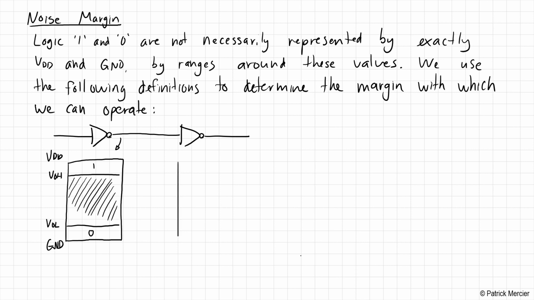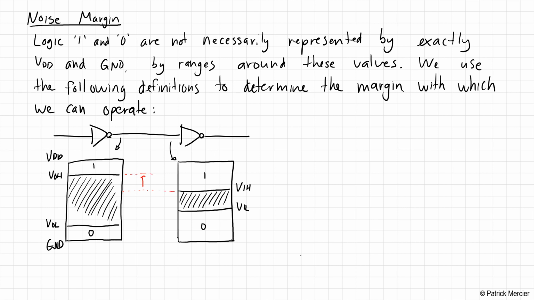Now we can draw a similar picture for this other inverter over here. In this case for the input, we're going to make it a little bit more generous. We're going to say this is the no man's land for the input into this inverter. And we want to make sure that the input is higher than VIH, or V input high, in order to represent a logic 1, or lower than VIL in order to represent a logic 0. So basically what this allows us to do is set up a little bit of margin.